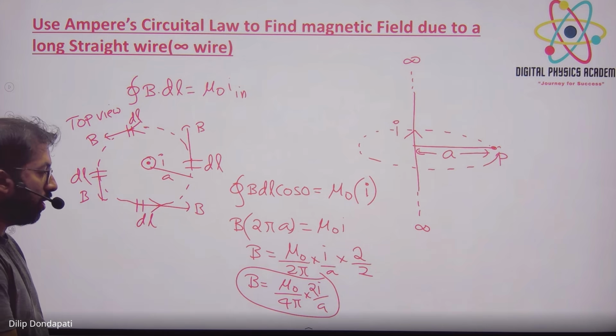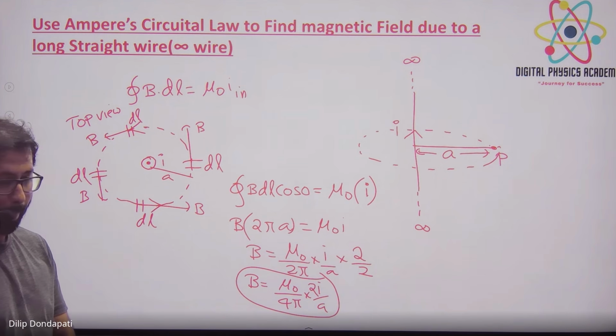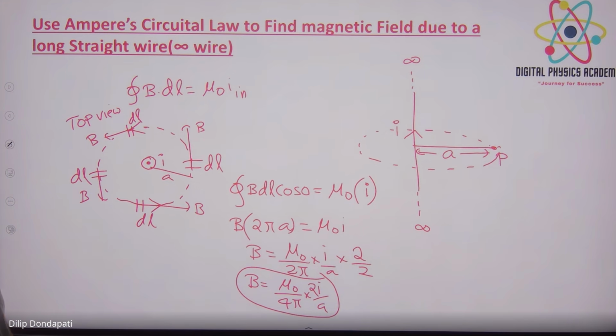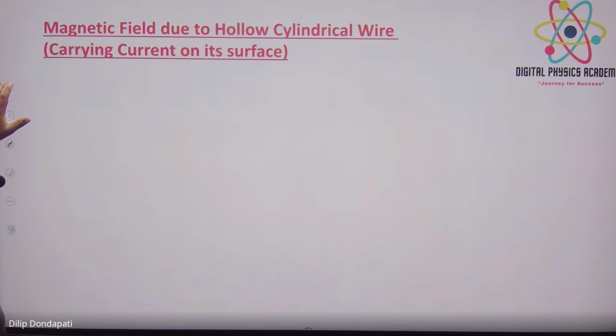Mu naught by 4 pi into 2I by A. Done? Yes. Okay. Now second application.